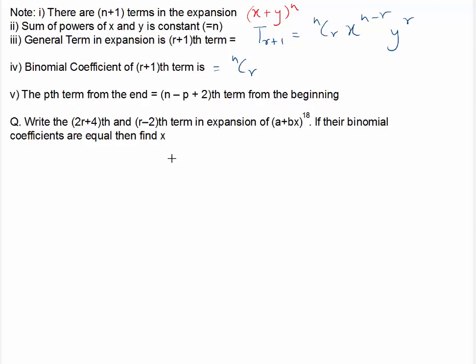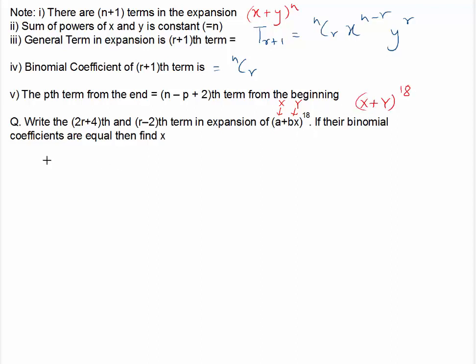Next, let's do a question. Write the 2r plus 4th term in the expansion of (a plus bx) to the whole power 18. In this bracket, think of this as the x part and this as the y part. And we are doing the expansion of (x plus y) to the whole power 18.